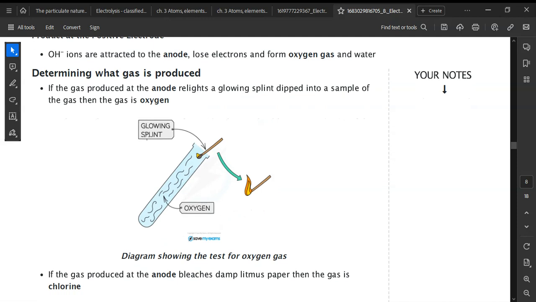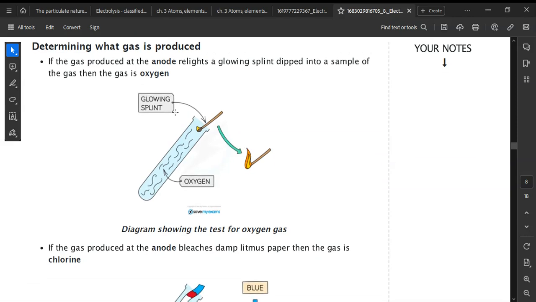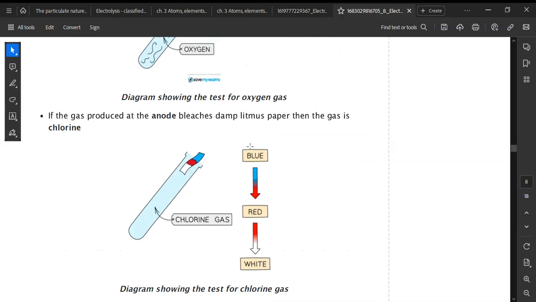Over to Prasanna. Okay, so let's look at determining which gas is produced. If the gas produced at the anode relights a glowing splint, that's the key word there, glowing splint, dipped into a sample of the gas, then the gas is oxygen. This is just a diagrammatic representation. If a glowing splint relights, that means it's oxygen gas.